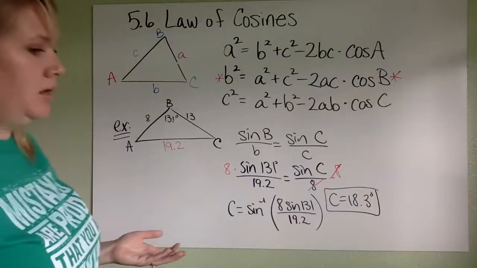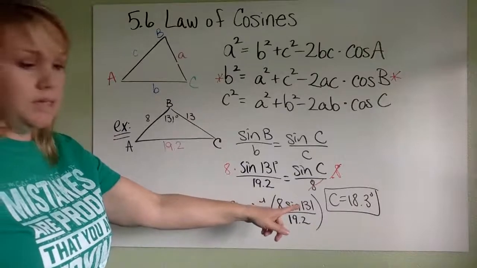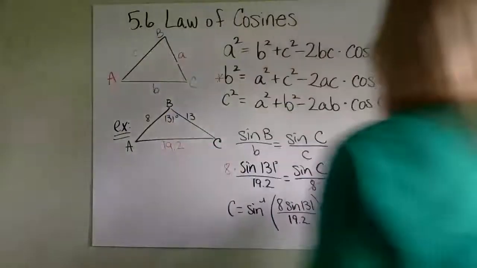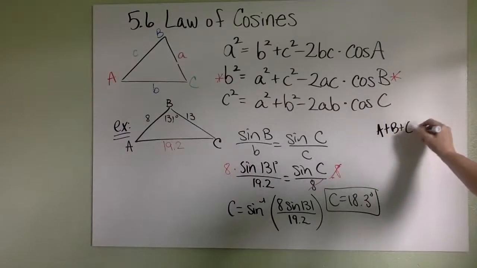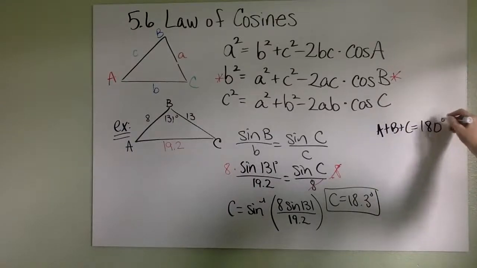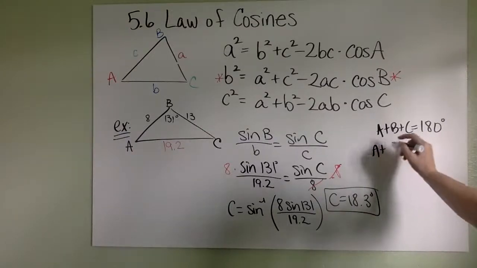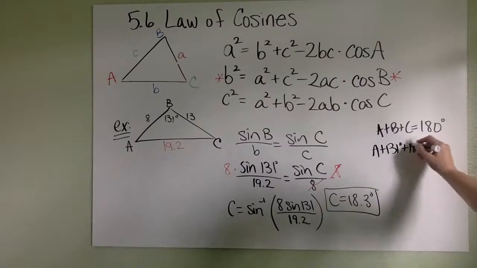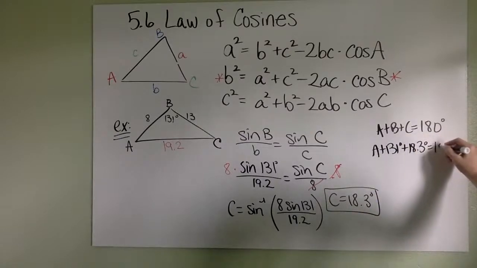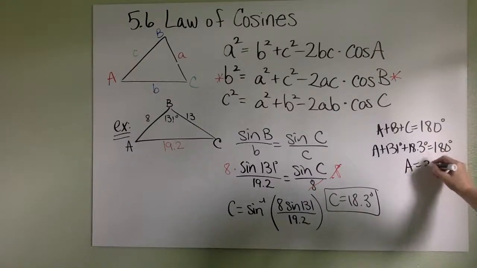So now that we have C, which is 18.3 degrees, we can solve for angle A because A plus B plus C has to equal 180 degrees, right? And so we don't know A, but we know B is 131, and we know C is 18.3. And so angle A is 30.7.